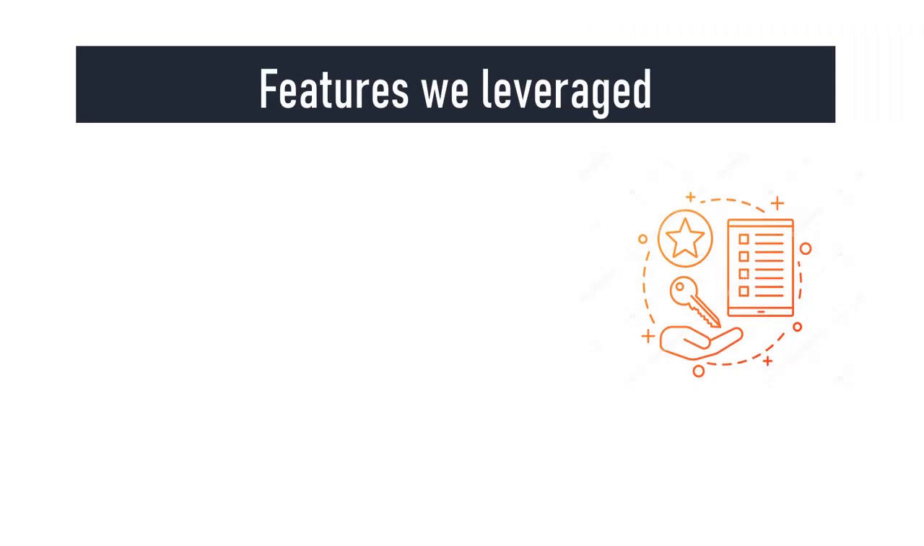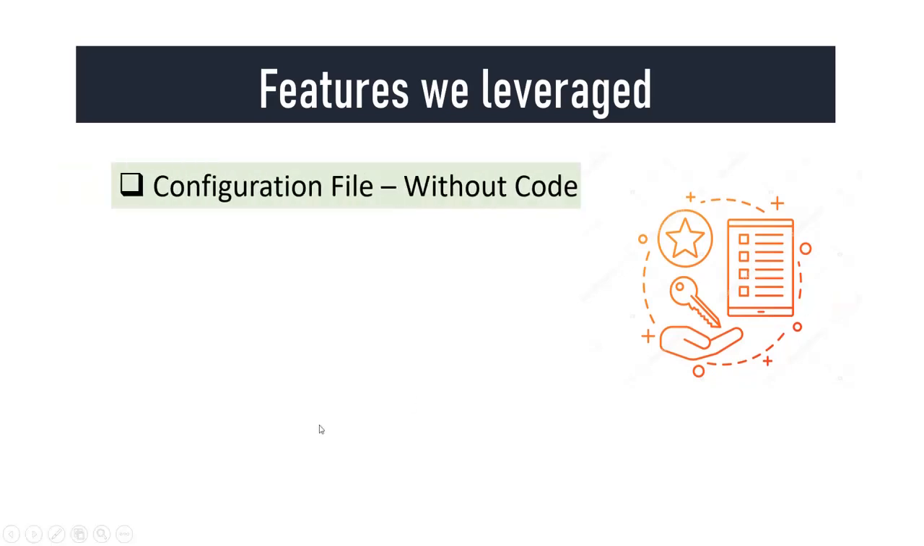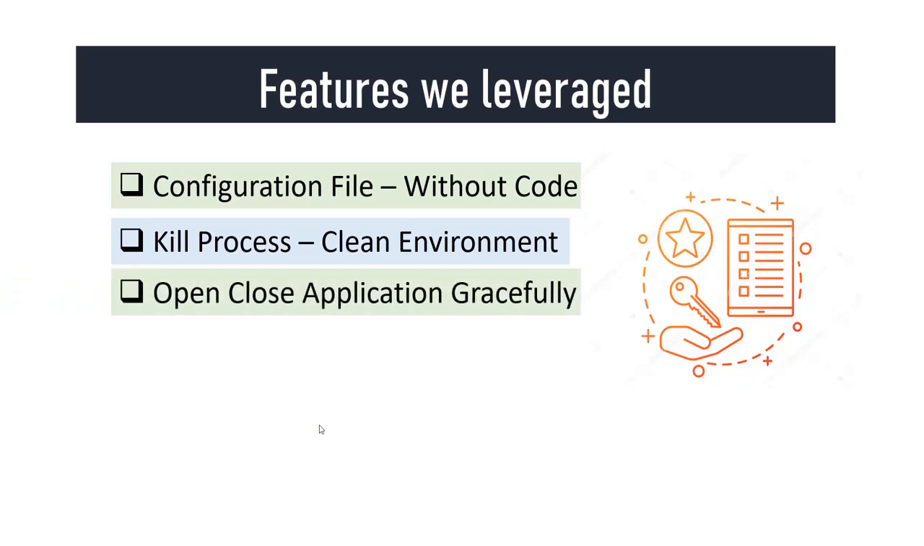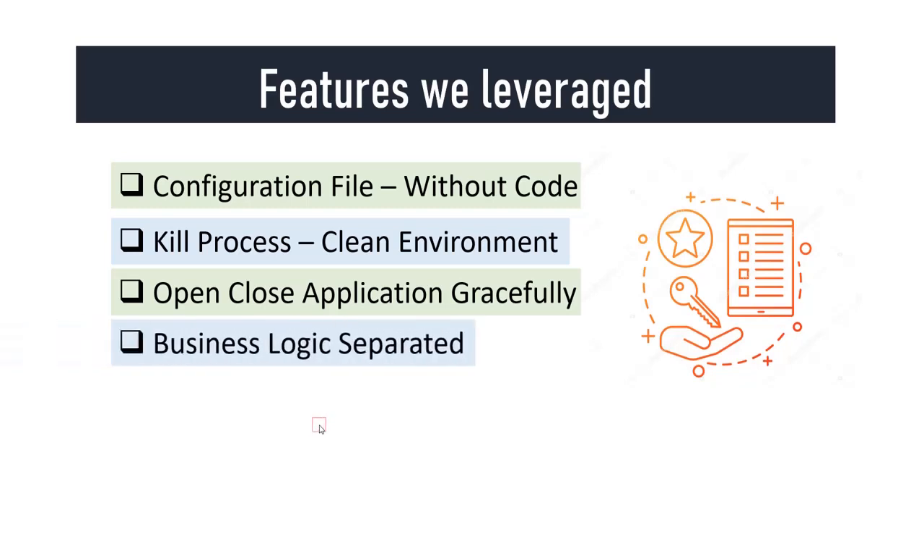Now that we have completed our implementation of a linear process in the Robotic Enterprise Framework, let's see what features we have leveraged from the RE Framework. The first one was the use of the configuration file, where we put the URL and the file name, and we were able to use it without any code change. Next, we made use of kill process to clean the environment prior to the automation. Next, we made use of open and close application, and in close application we see how we can gracefully close the application, and the RE Framework was able to handle the exception in case the applications were not closed gracefully.